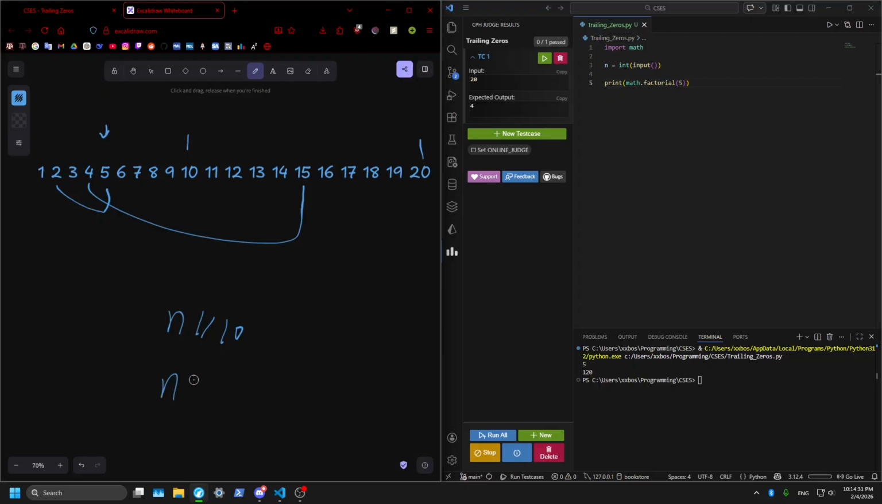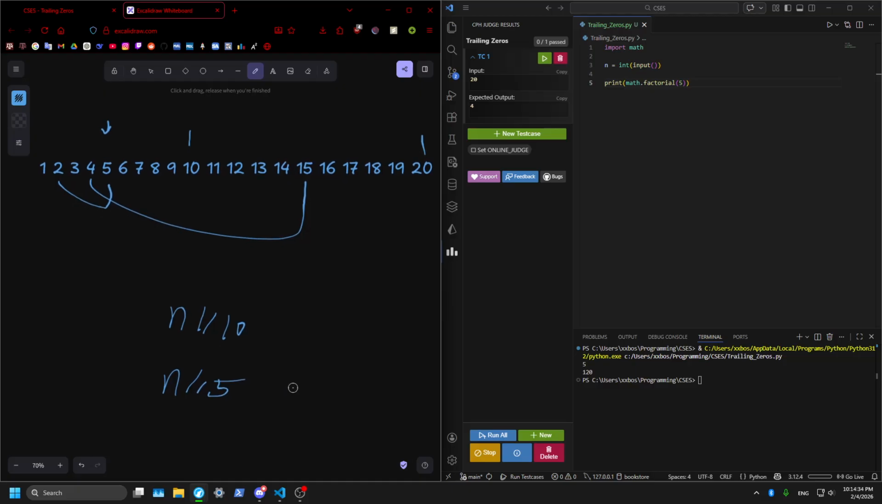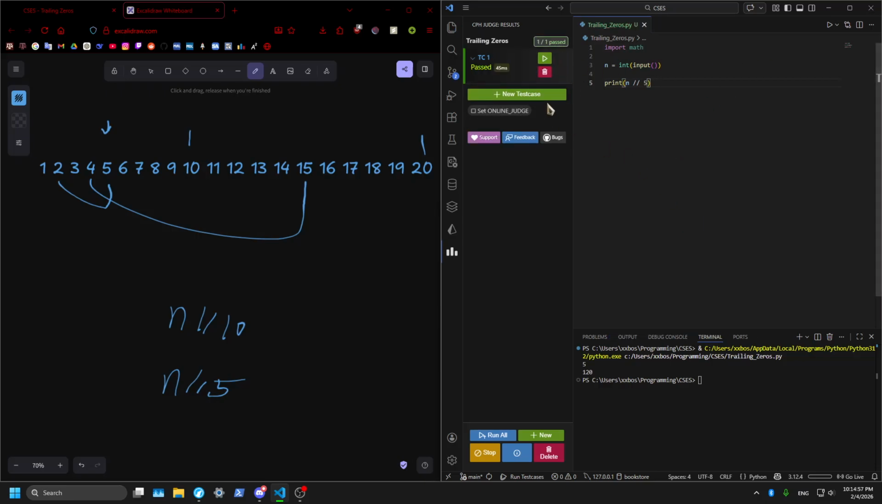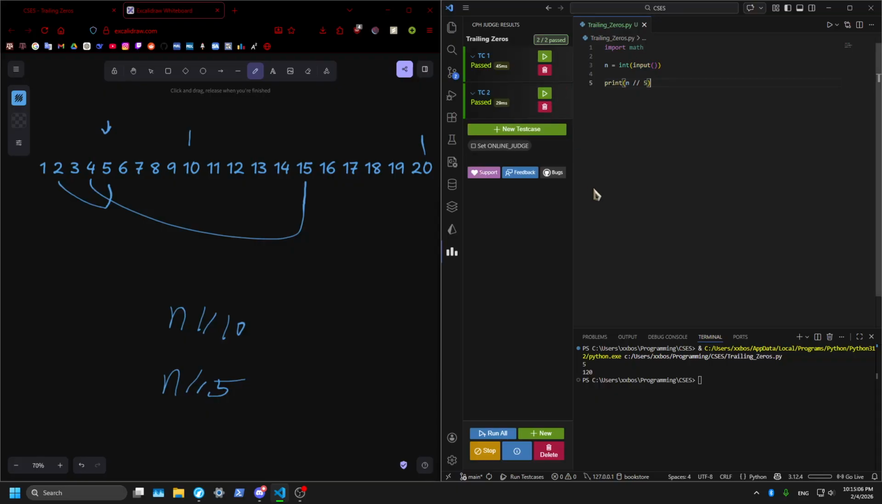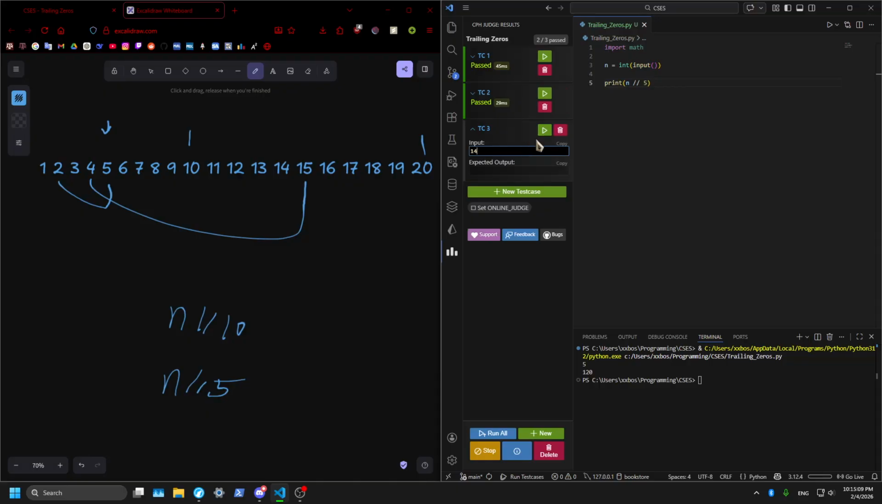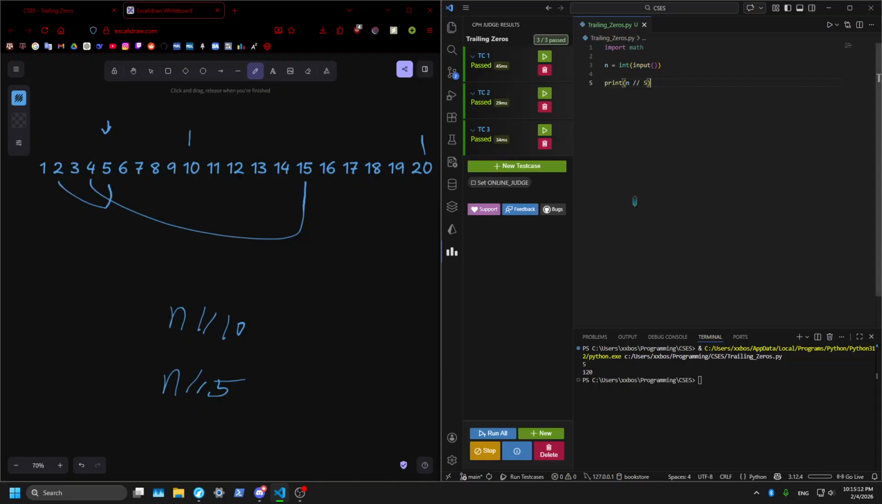Okay, instead of 10, 5? 10 is 2, 9 is 1, 19 is 3, 20. Yeah, okay. So then we just print. Why does this feel way too easy?